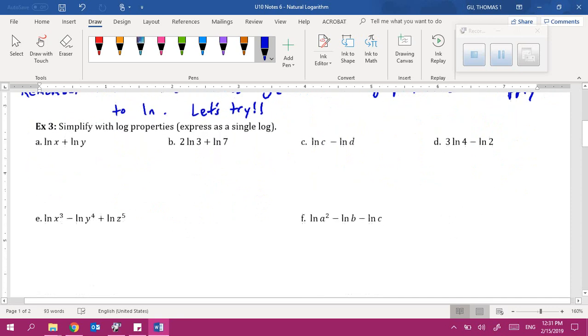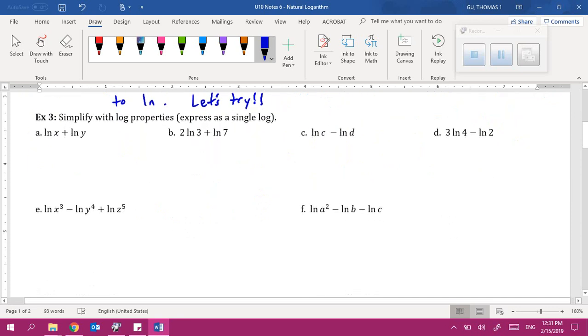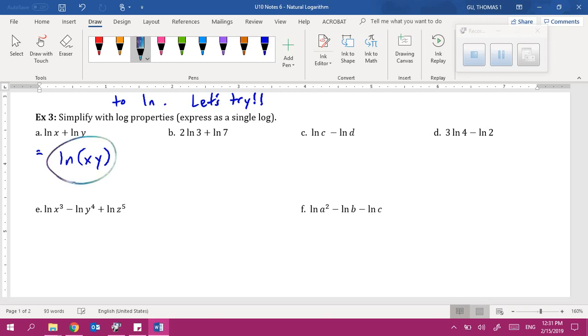So, here we go. You've seen this before, but there's also going to be a little clarification that I give you later, because some people might have been a little confused on some of these. First example, we're going to simplify with log properties, expressed as a single log. A is ln of x plus ln of y. How can I make that into a single log? x times y, right? This is the product property. Very good, that one is simple, one step.